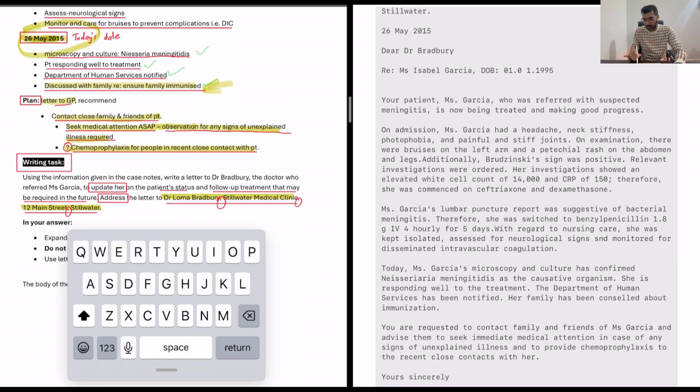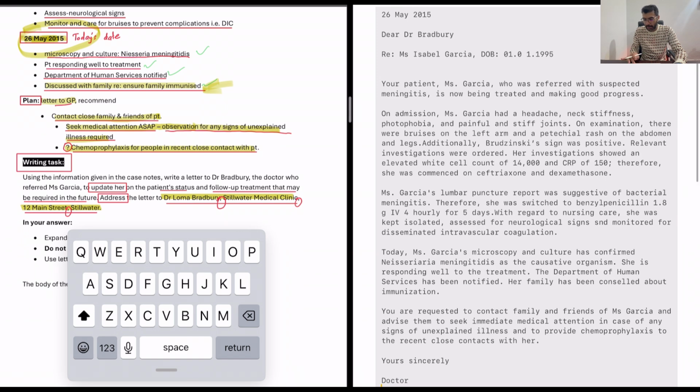You are requested to contact family and friends of Ms. Garcia and advise them to seek immediate medical attention in case of any signs of unexplained illness and to provide chemoprophylaxis to the recent close contacts with her. Yours sincerely, Doctor.